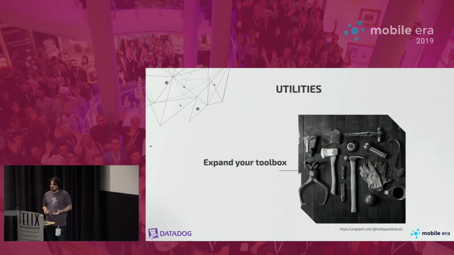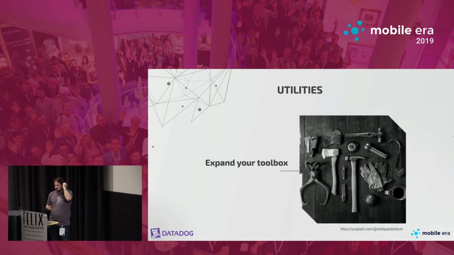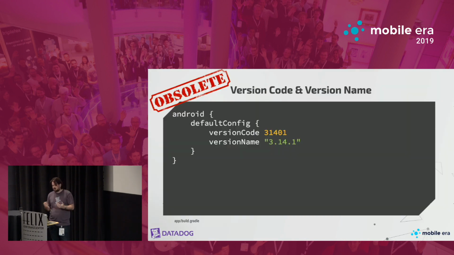So then you can also create utilities. We all know how we use version code and version name in Android, and you have two different fields. What is sometimes bad about this is that sometimes you are going to change one and forget to change the other. And so you need to make sure that they are in sync.